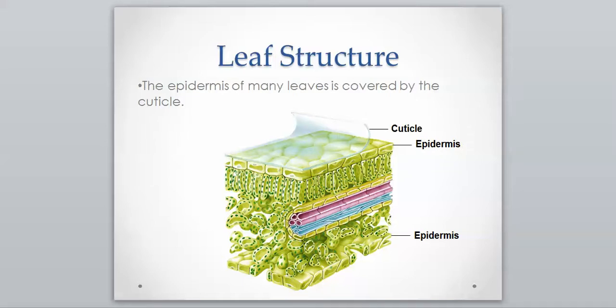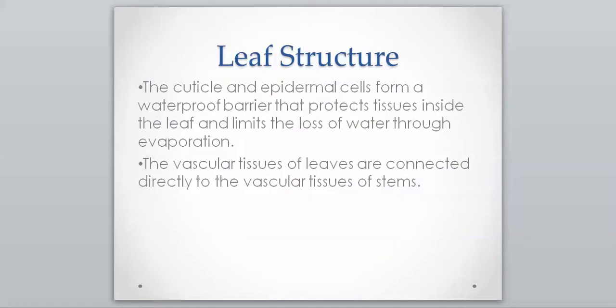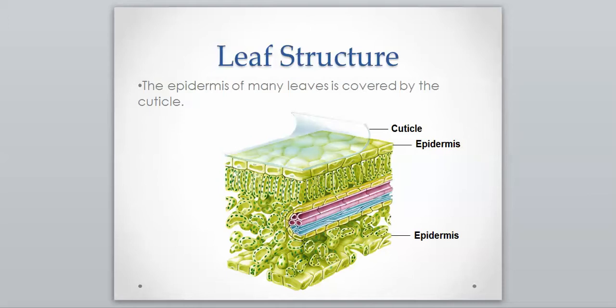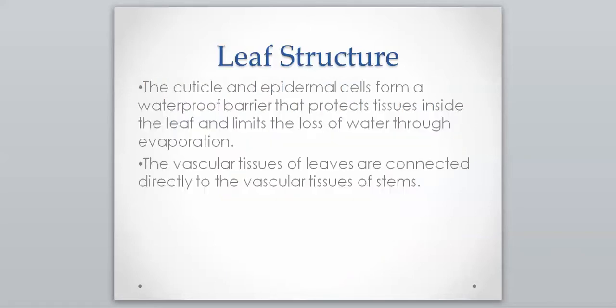It looks like they're almost peeling this layer away. That's the thin waxy layer that helps keep water in. It's known as the cuticle, and that's on many leaves as well. The cuticle and epidermal cells form a waterproof barrier that protects tissues inside the leaf and limits the loss of water through evaporation. So this cuticle, combined with the epidermis, is like a waterproofing system that keeps water in and limits water loss through evaporation, because plants, we know, need water, so they can't be losing it all the time.